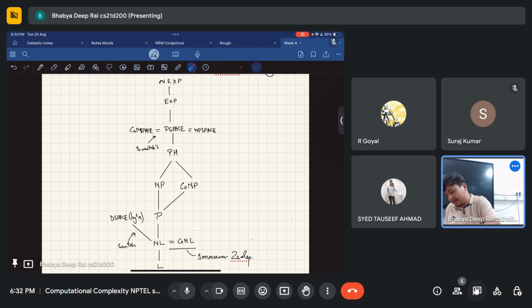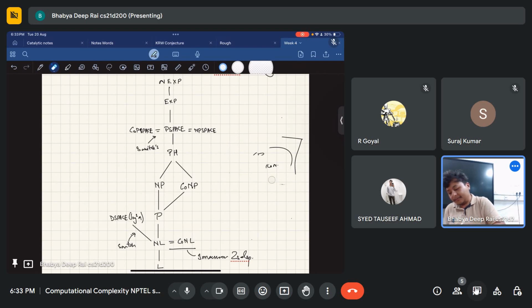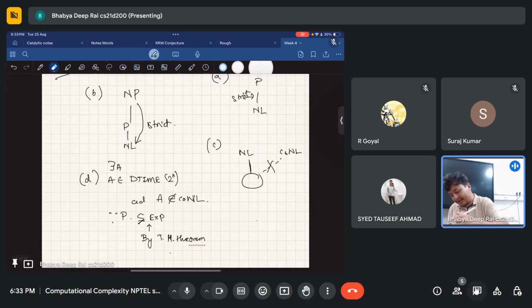Yes. Right. So yeah, that is correct. So you have EXP here, you have P here. By the time hierarchy theorem, there is a language here, let me call it L, which is not contained in P, and co-NL is sitting here. So obviously you can use the same language L, which is contained in EXP but not contained in co-NL. Good.